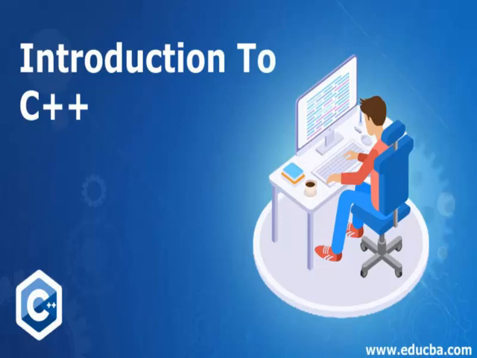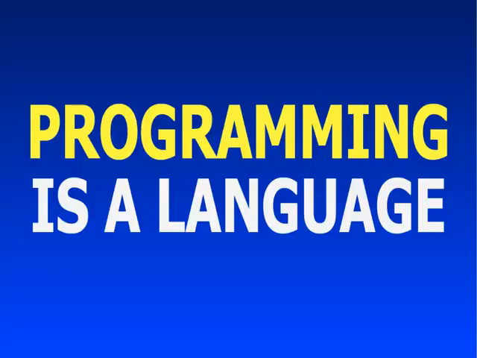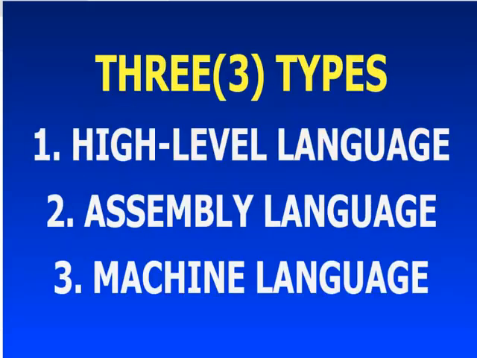And we will talk about C++, the basics. So here you can share about programming now. It is a programming language. There are 3 types of programming languages. That's the high level, we have the assembly language and we have the machine language.